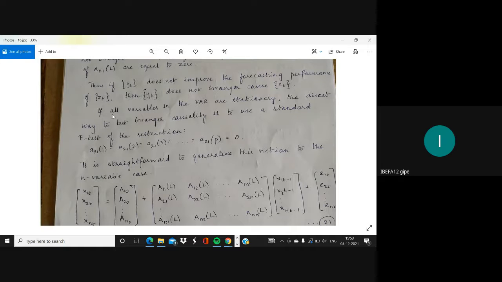If all variables in the VAR are stationary, then the direct way to test Granger causality is to use a standard F test of the restriction that the coefficients associated with the lagged values of a particular variable are 0. Here, since we want to test whether yt Granger causes zt, we want to test whether the coefficients associated with the lagged values of yt are equal to 0.